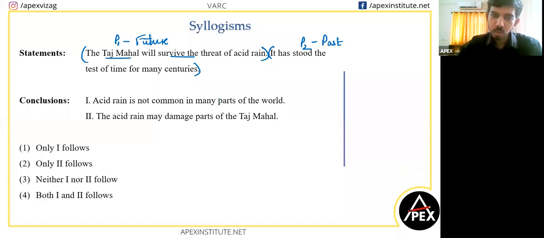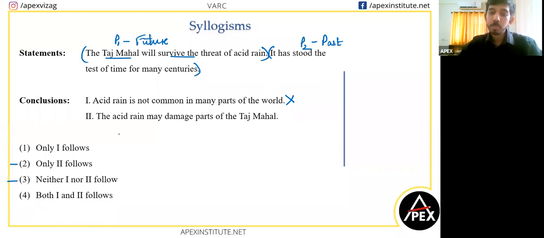So acid rain is not common in many parts of the world is outside the scope of your two premises. We only have to concentrate on what the author is telling us. So this is invalid because we can't judge this. Now come to the second one. Some have chosen 2 in this one, some have chosen 3.